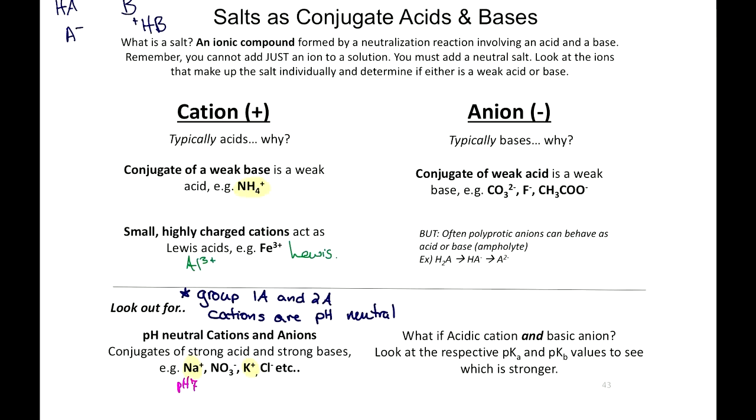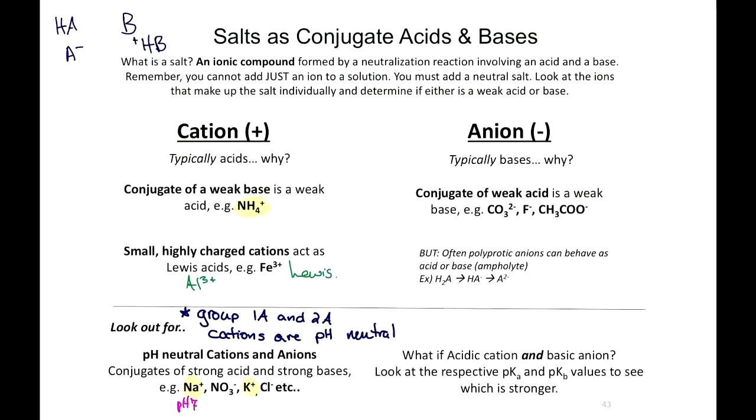So those are the cations. Those typically are where your acids show up. Versus anions, these are typically where your bases show up. Why bases? Because when we thought about making conjugates, the conjugate of a weak acid is a weak base, and it's an anion. So if you're going to find a base, it's going to show up in the anion spot. That anion will be a weak base if it's the conjugate of a weak acid.